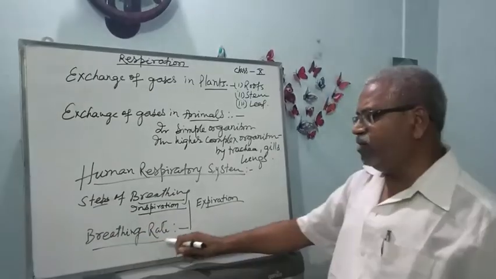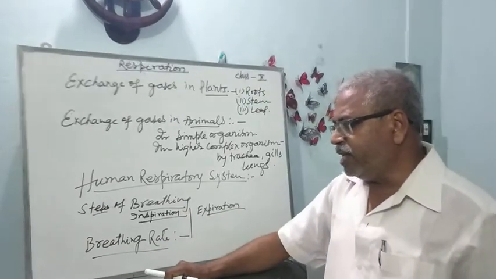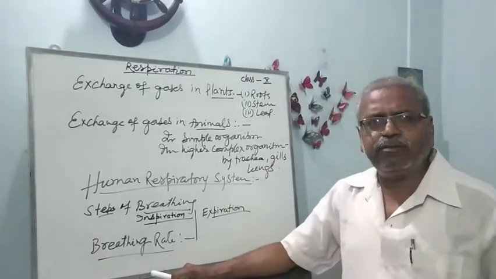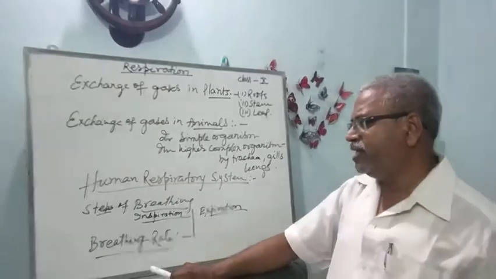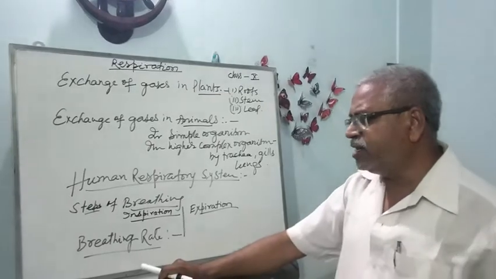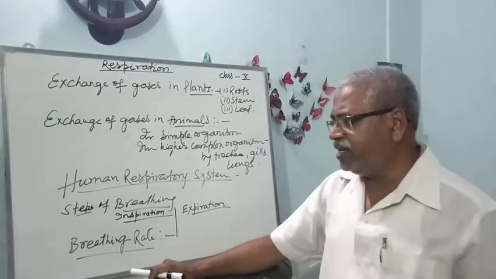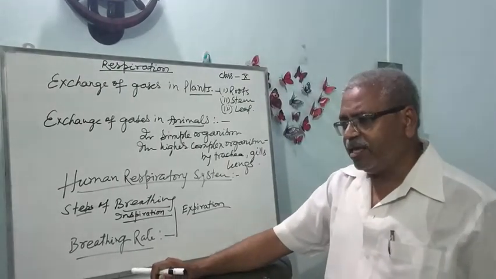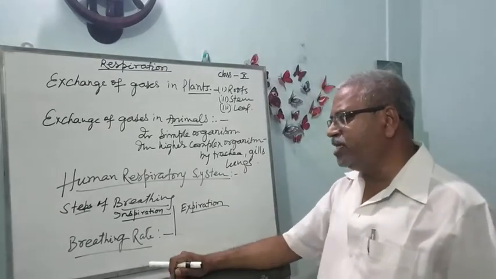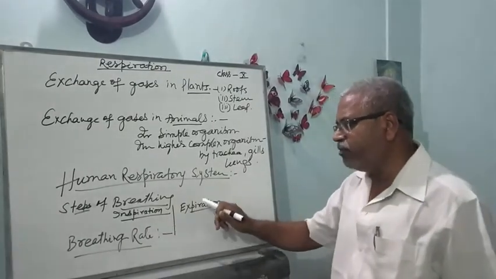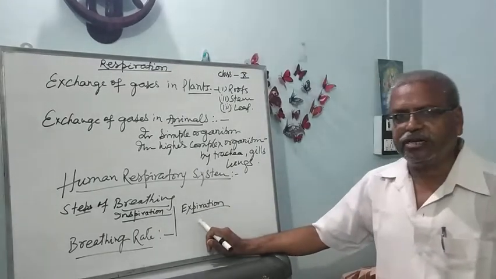And finally, one more point you should know: the breathing rate in a normal human being at rest is 12 to 18 breaths per minute, and one breath comprises one inspiration and one expiration.